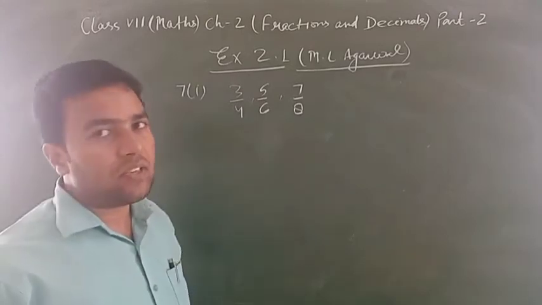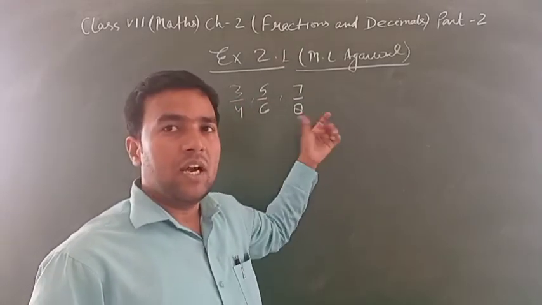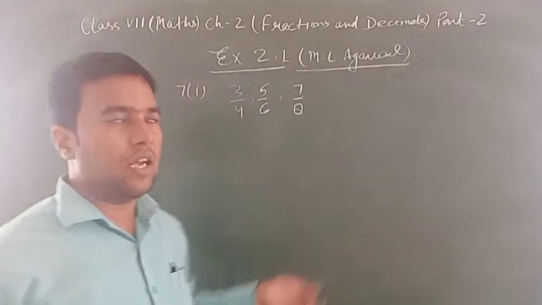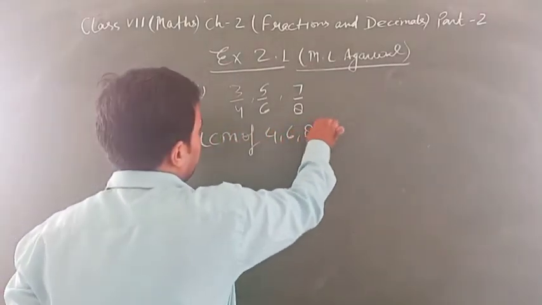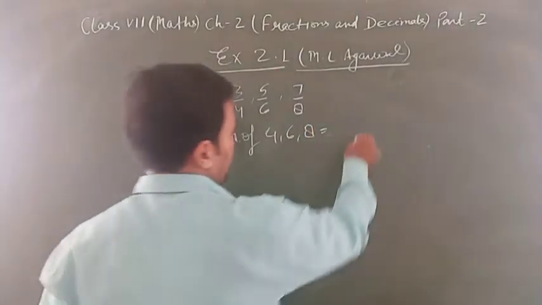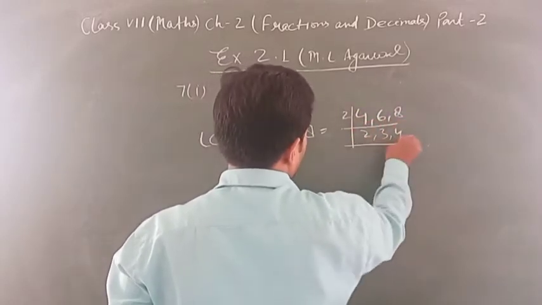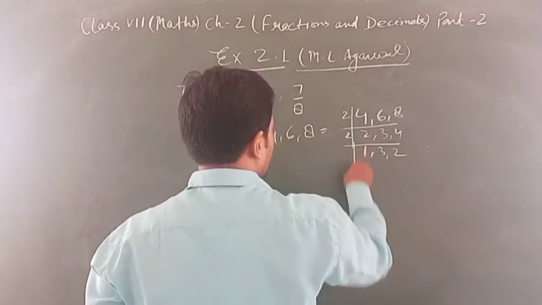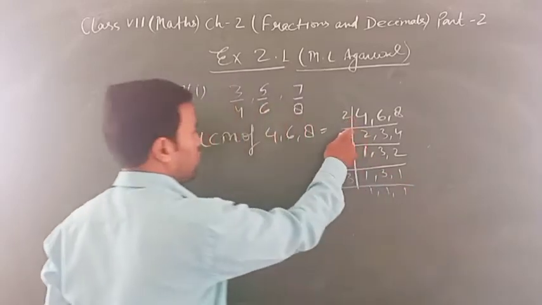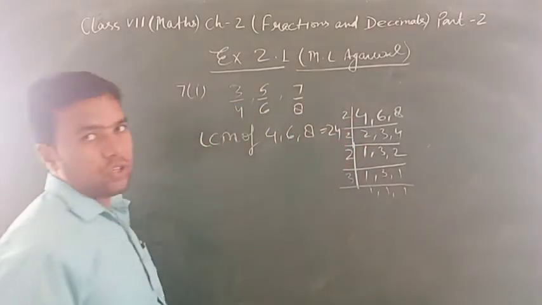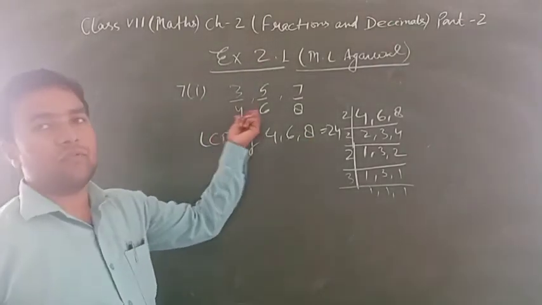Like fractions means the denominators are the same. If so many fractions are given and the denominators are the same, that is a like fraction. So take the LCM of 4, 6 and 8. 2 twos are 4, 2 threes are 6, 2 fours are 8, 2 ones are 2, 2 twos are 4, 3 2 1 is 2, 2 twos are 4, 2 fours are 8, 3 times 8 is 24. Clear? So the LCM is 24.